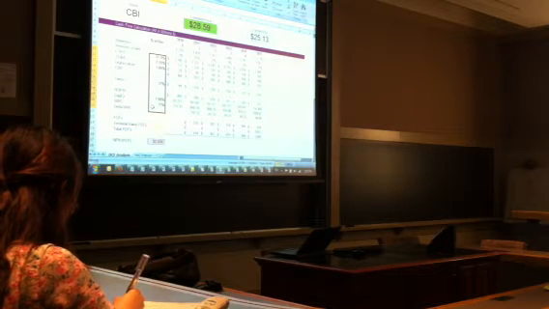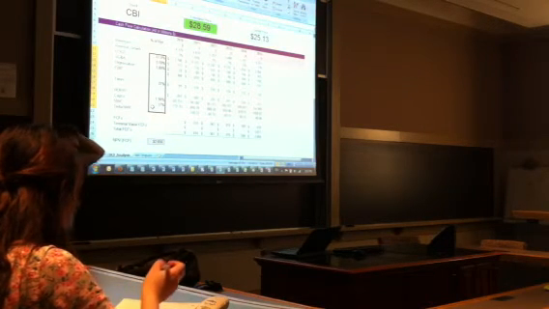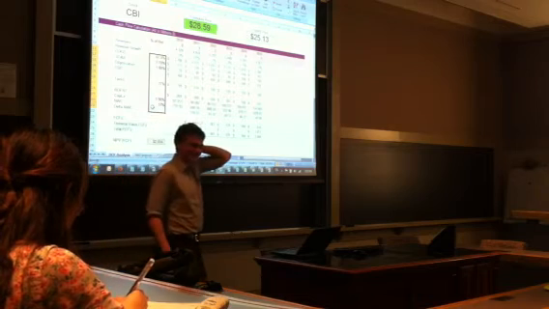Conditional formatting is awesome. Yeah, conditional formatting is awesome. Other questions? That wasn't a question, that was a statement.